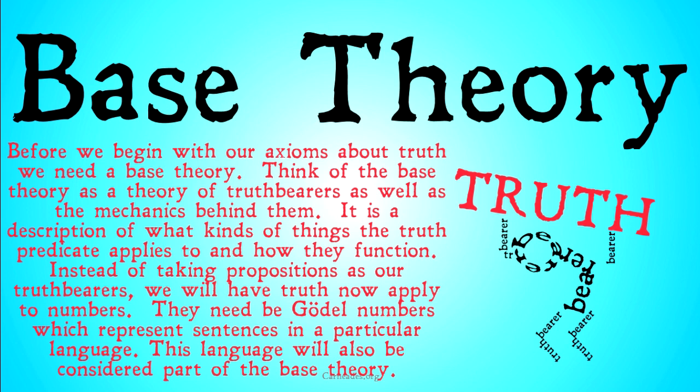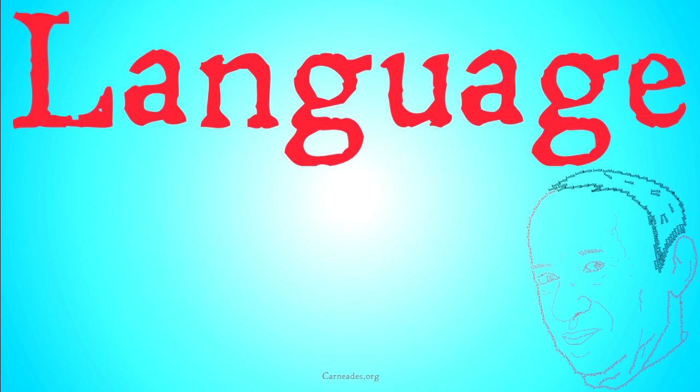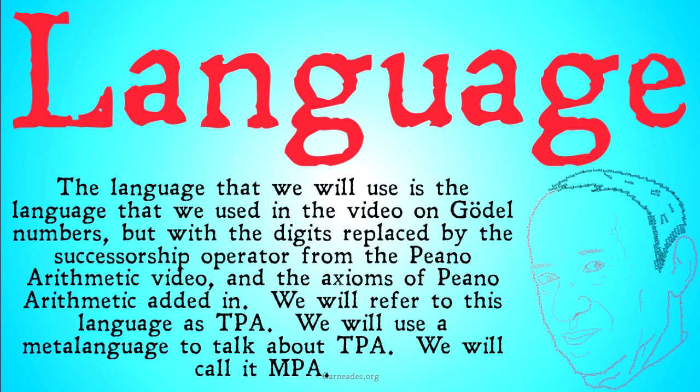And this language and the mechanics of it is also going to be considered part of our base theory. What language are we going to use, you may ask? The language we'll use is the language that we used in the video on Gödel numbers, but with the digits replaced by the successorship operator from Peano arithmetic, and the axioms of Peano arithmetic added in. What do I mean by the digits being replaced by the successorship operator? You remember in the previous video on Gödel numbers, we had a codification for 1, 2, 3, 4, 5, 6, 7, 8, 9, and 0.